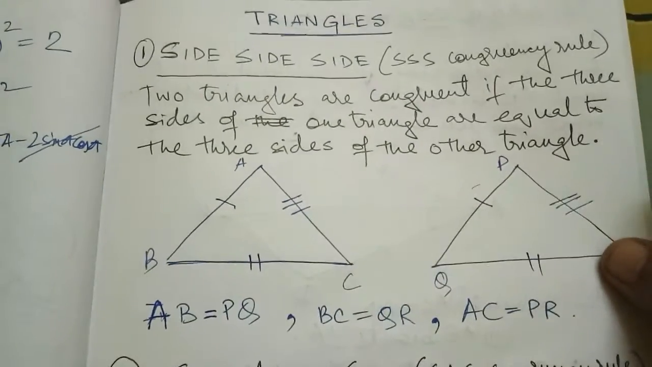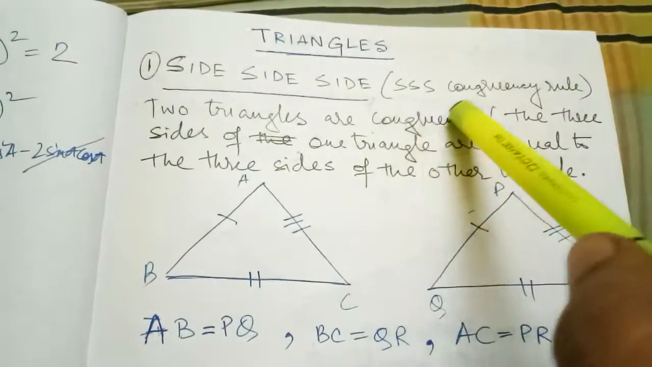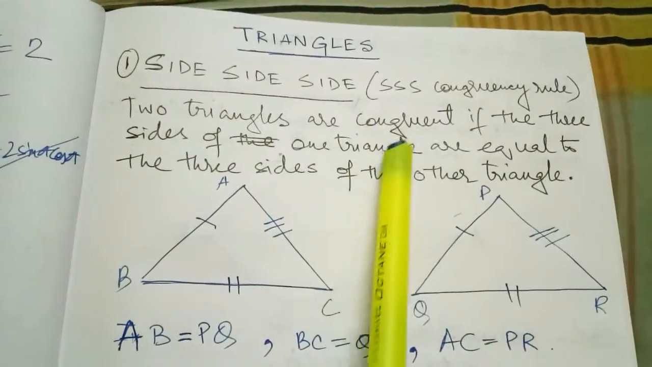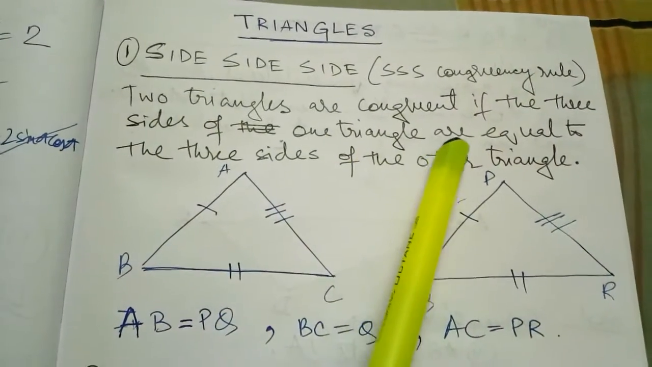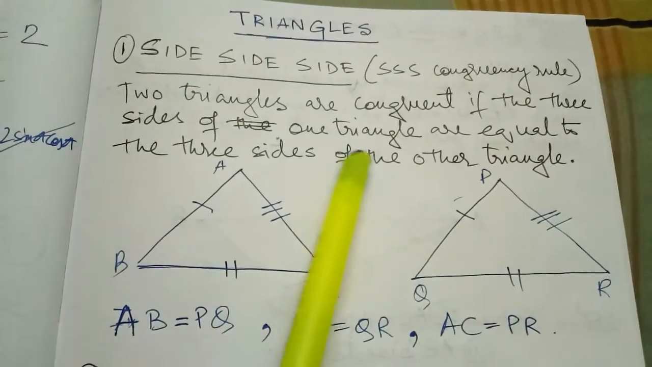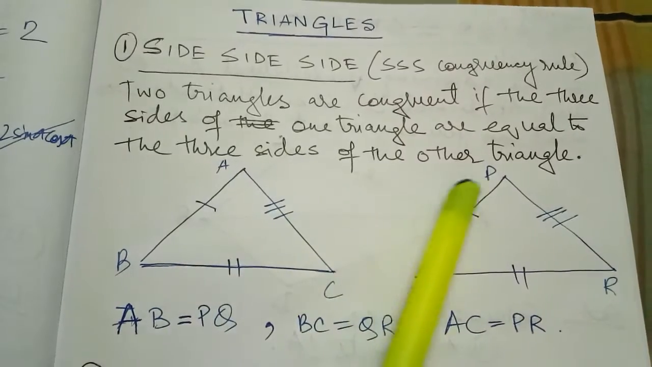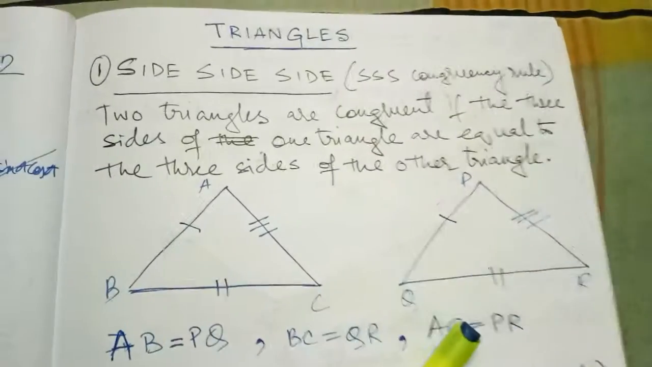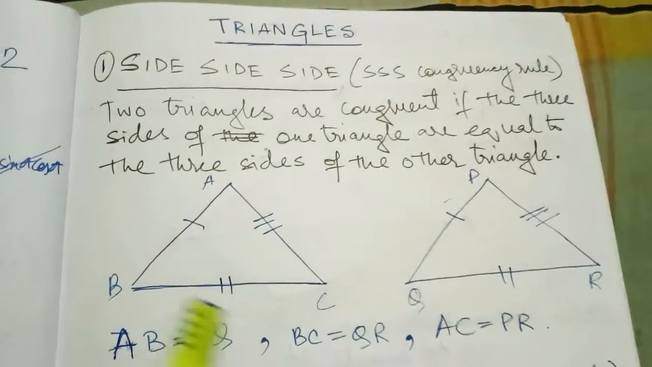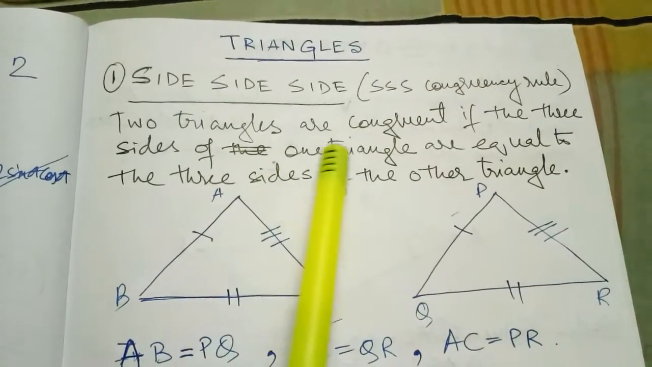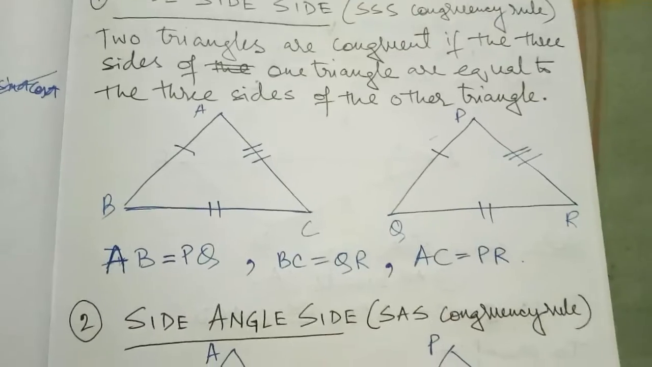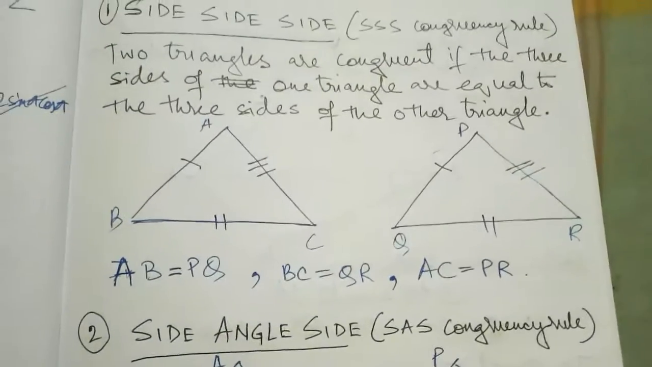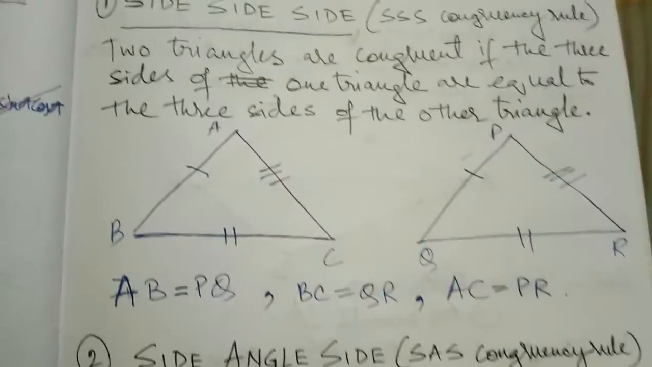Now see what is given. First we know the SSS congruency rule. Two triangles are congruent if the three sides of one triangle are equal to the three sides of the other triangle. What does it mean? Two triangles are congruent if the three sides are equal. See, I have drawn two triangles.